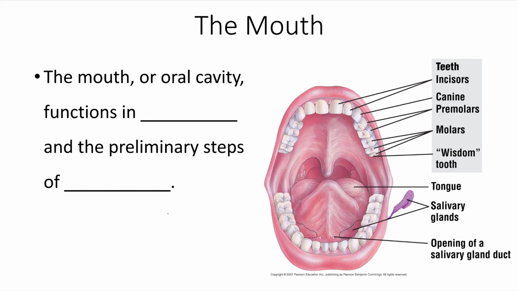It starts at the mouth, or oral cavity, and the main function of the mouth is ingestion, bringing food into our digestive system, and also the preliminary steps of digestion. Now, this is mostly mechanical digestion with the chewing of the teeth, but there will be some digestive enzymes in the saliva that may start some molecular digestion processes as well.